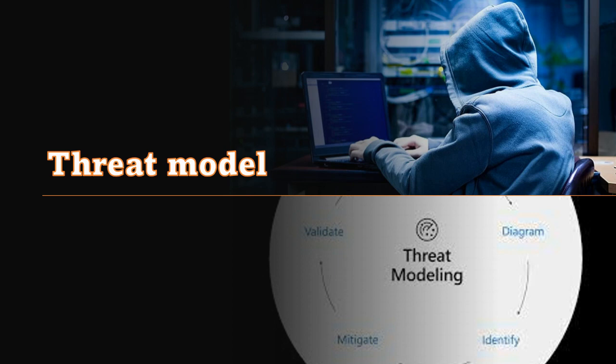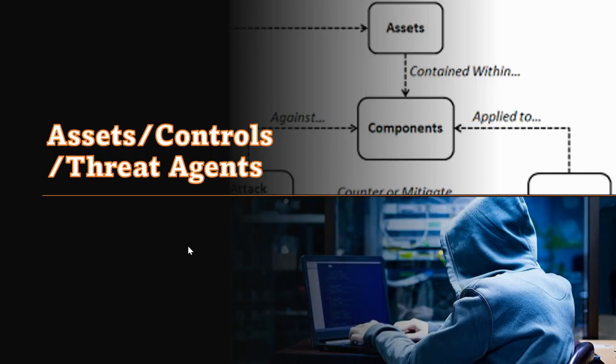In the threat model, the main goal is to find out the entry and exit points. There are three major elements when it comes to threat modeling: assets, controls, and threat agents. Assets are the important elements in the system that need to be protected.